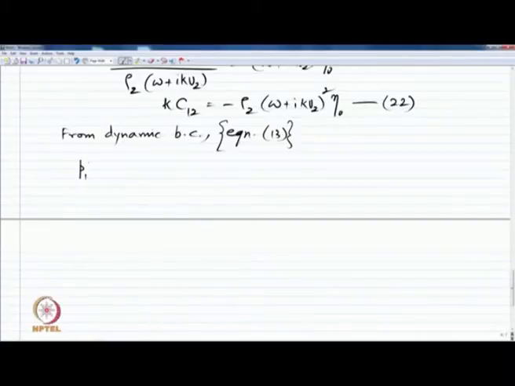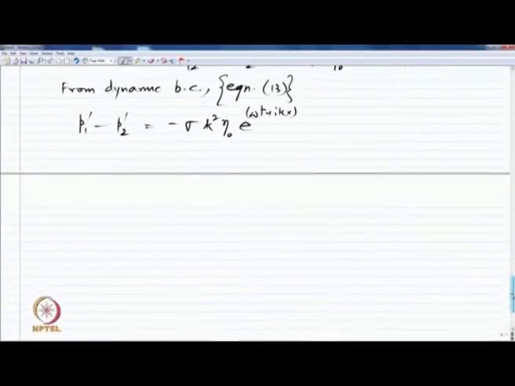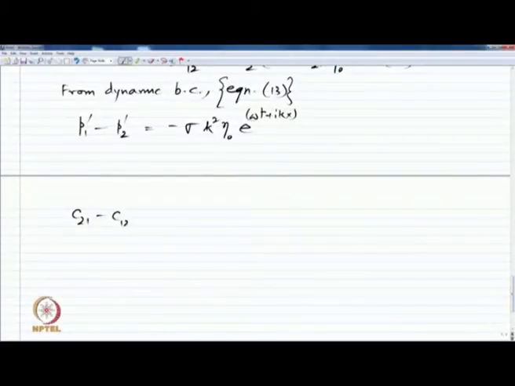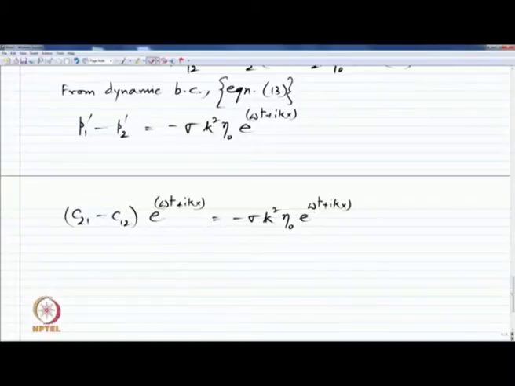Let us rewrite it quickly. It says P 1 prime minus P 2 prime equals minus sigma. So, if I have P 1 prime and P 2 prime in terms of C 1, C 2, and if I make that substitution, what do I get? C 2 1 minus C 1 2, simplifying.